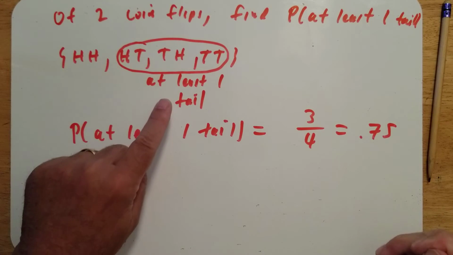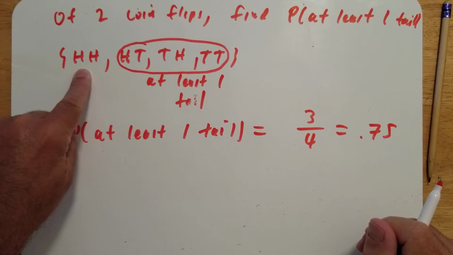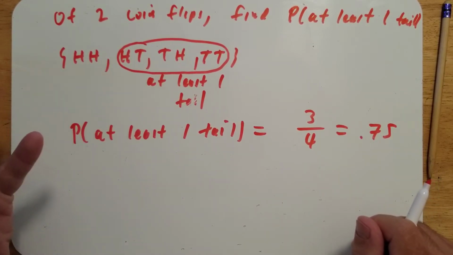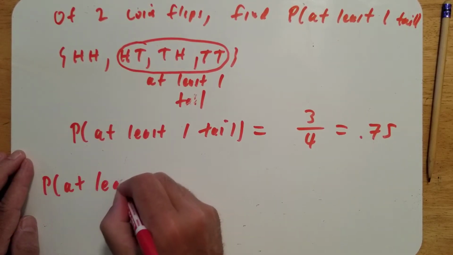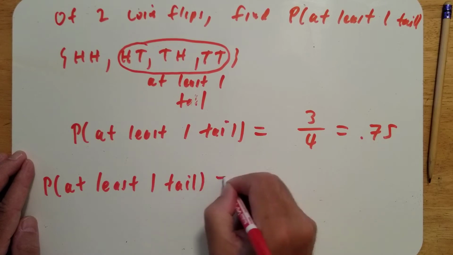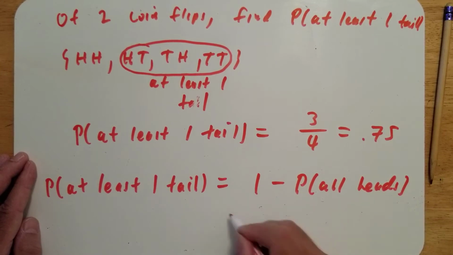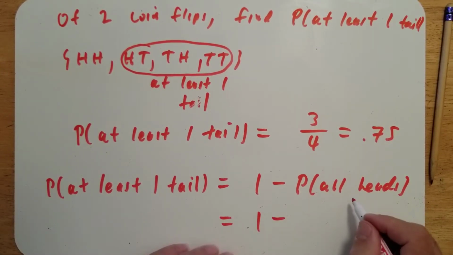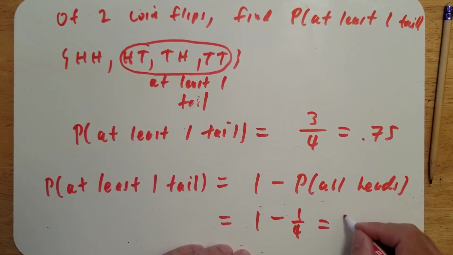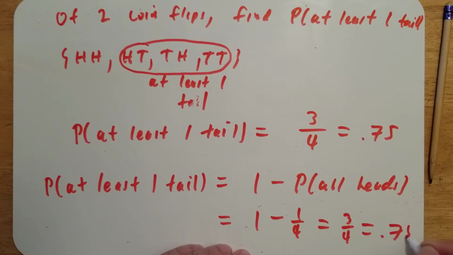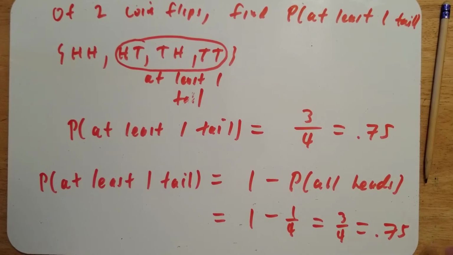Now I want you to notice that what's left over that's not included in the subset of at least one tail is the head-head. So the head-head is the complement event. And I could also do it this way. Probability of at least one tail is 1 minus the probability of all heads. And that's 1 minus the probability that they're both heads, which is 1 out of those 4. So that's 3/4. That's also 0.75. So one way or another, we get an answer of 0.75 for at least one tail out of 2 flips.